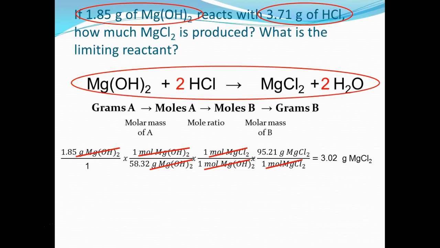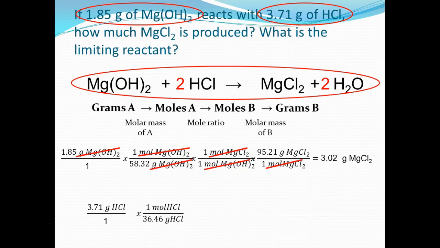But as we discussed earlier, in order to determine the limiting reactant, we need to solve for both of the reactants there, because we don't know how much of each one is going to be used necessarily. So I can repeat this entire process with hydrochloric acid. So again, I start with my 3.71 grams of hydrochloric acid. If I want to, I can put that over 1. And now I'm going to do the same thing. I'm going to divide by the molar mass of hydrochloric acid, which is 36.46 grams per mole.